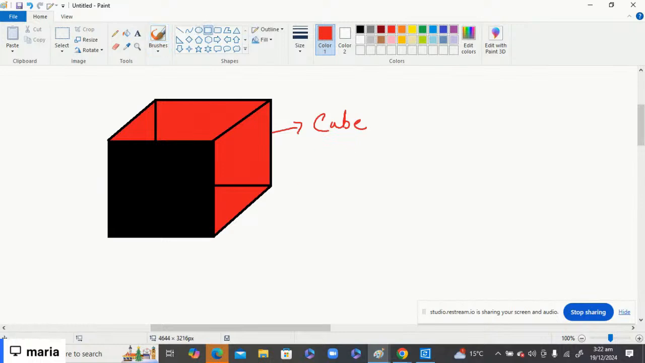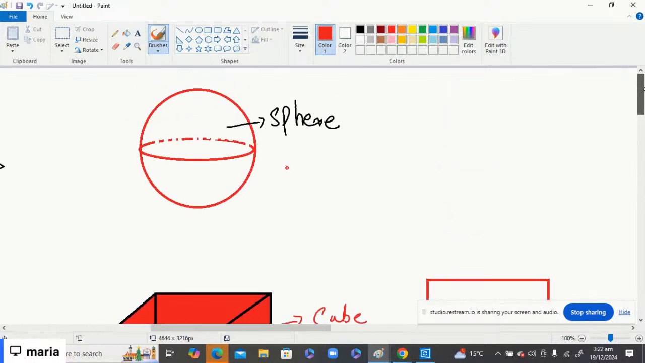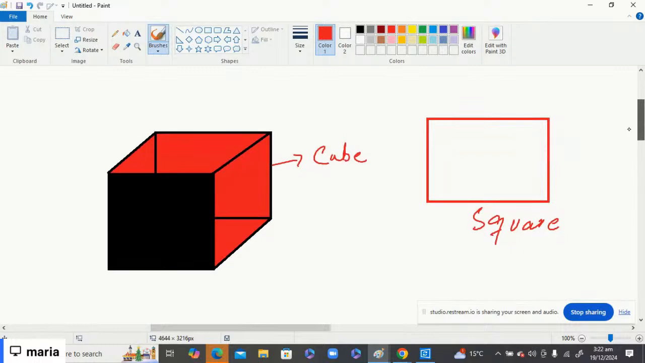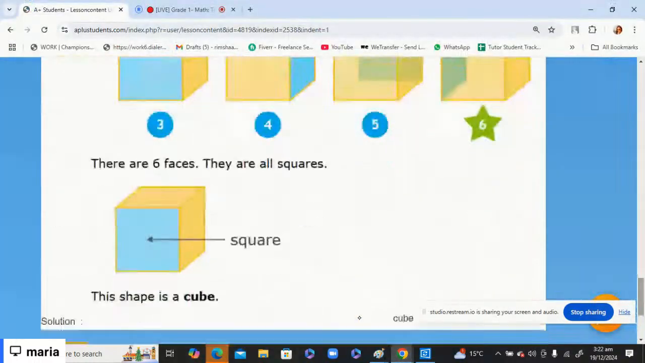Okay, this is not a square. Square only happens when it's the shape of this. So you can say that this is called a square. But when it's shaped this way, you can say that it's a cube. Okay, now the three shapes we discussed today are sphere, cube, and cone. Hope you guys understand this way.